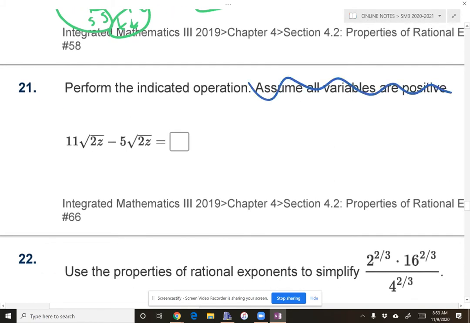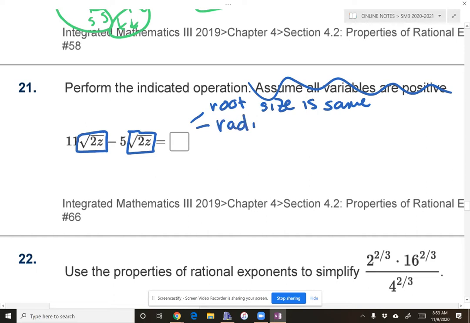This part really doesn't even mean anything, but notice these are the same. So if those are the same, kind of like before, those are not going to change. You can only add and subtract roots if the root size is the same, and the stuff in the root, or the technical term, the radicand, that's the inside stuff, is also the same. So if you look, these are both square roots and they both have 2z.